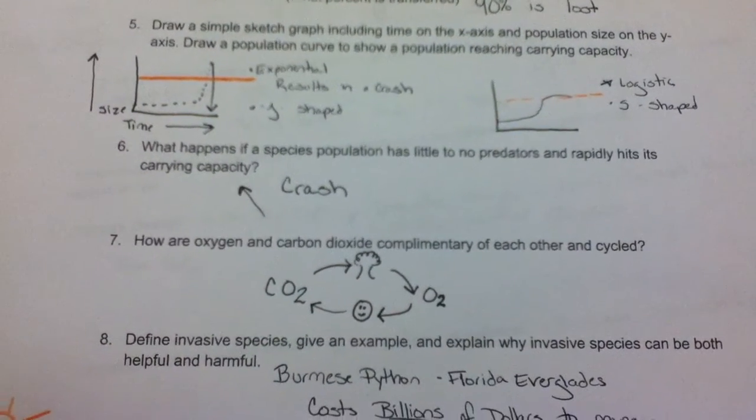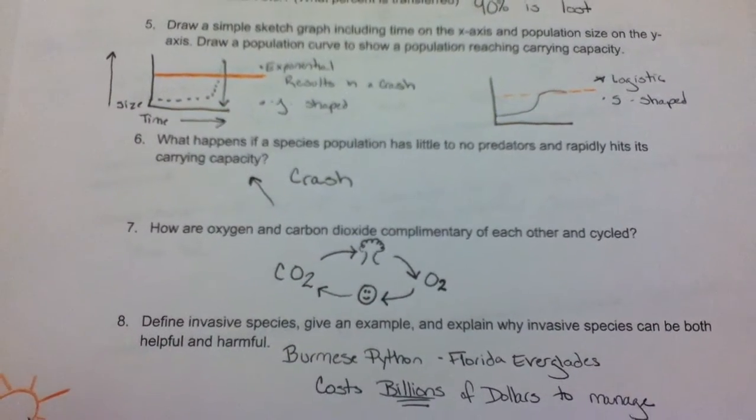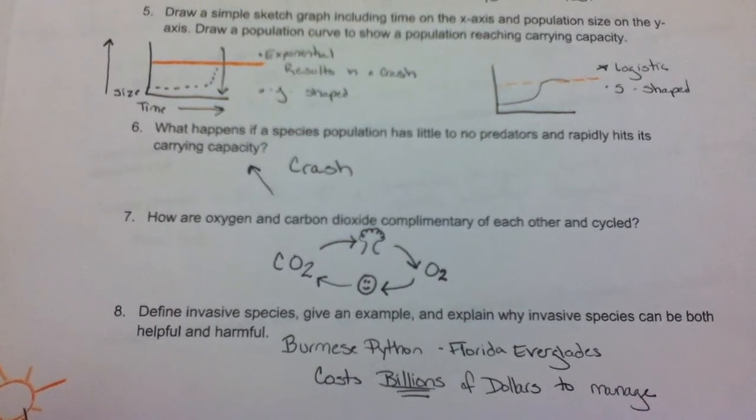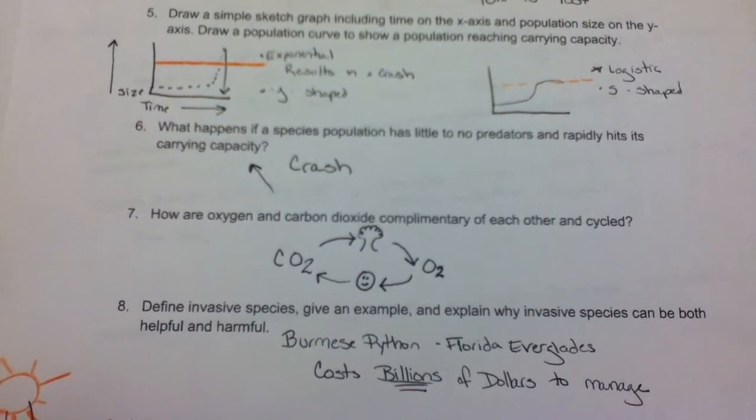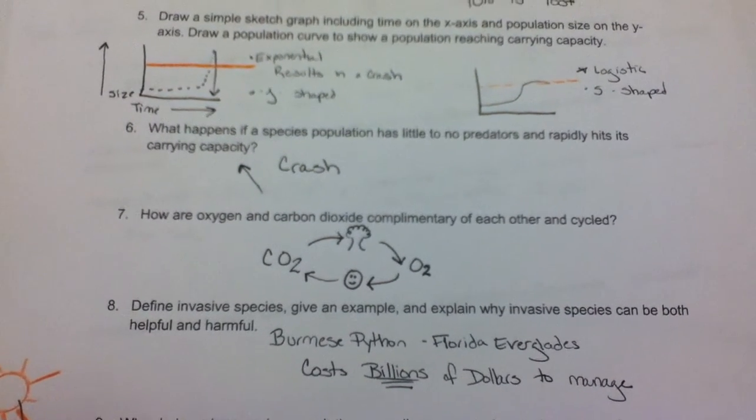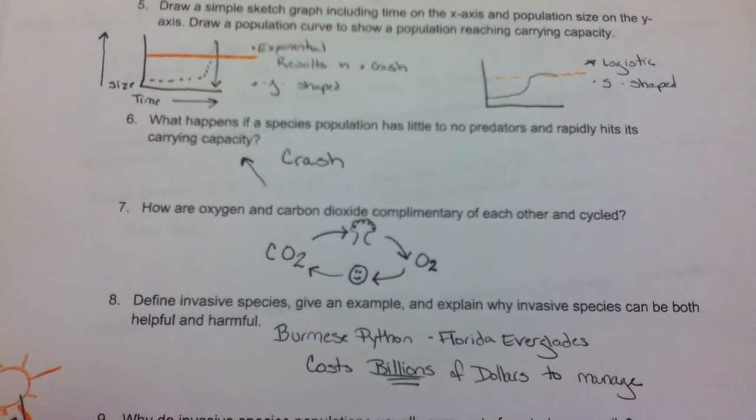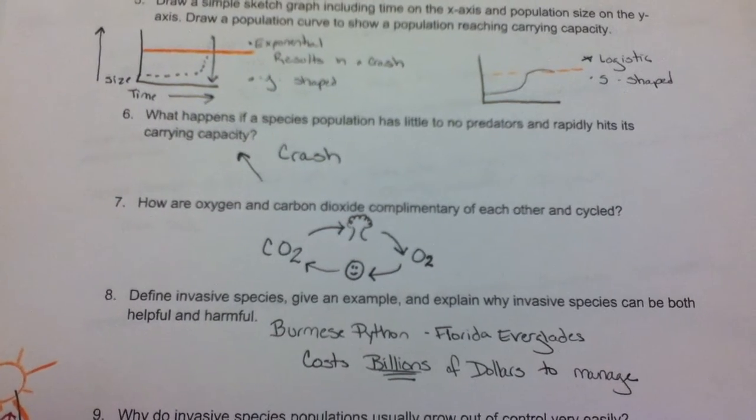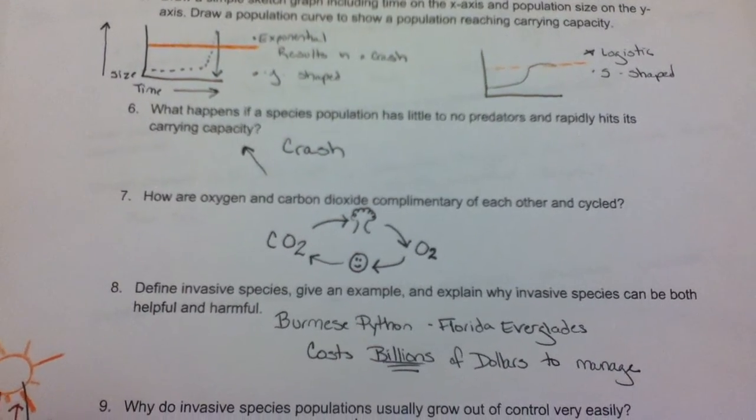Carbon dioxide and oxygen are complementary cycles. Carbon dioxide goes into plants. Plants, through photosynthesis, will put out oxygen. Organisms take in oxygen for cellular respiration and then expel CO2.